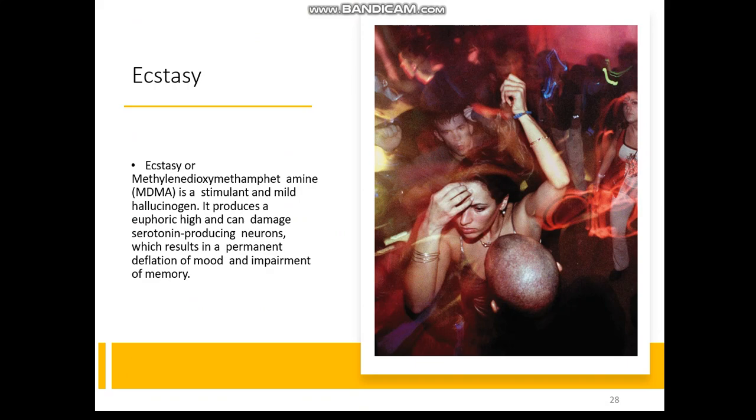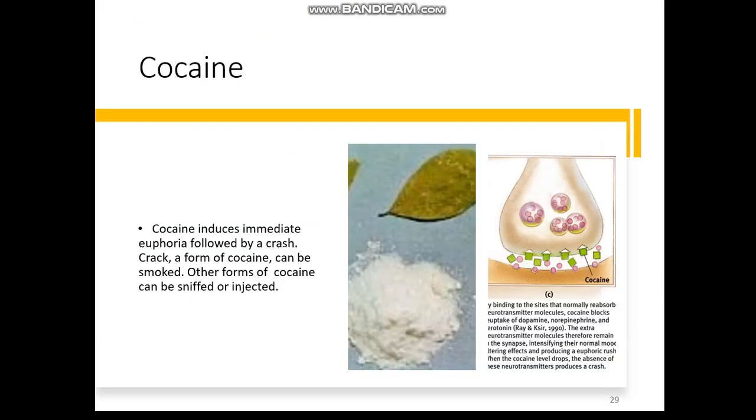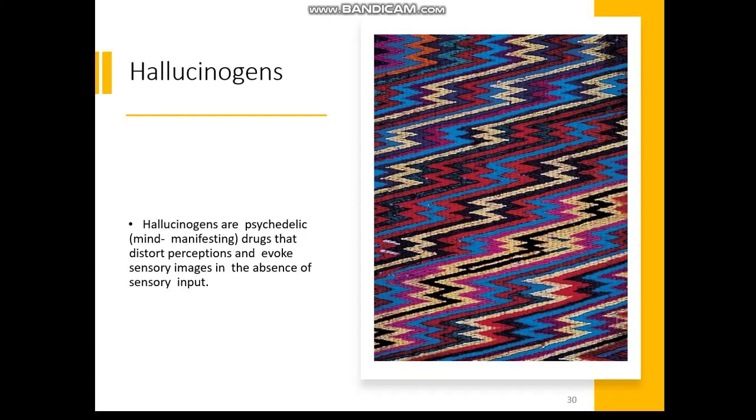MDMA is a stimulant and mild hallucinogen. It produces a euphoric high and can damage serotonin-producing neurons, which results in permanent deflation of mood and impairment of memory. Hallucinogens are psychedelic, mind-manifesting drugs that distort perceptions and evoke sensory images in the absence of sensory input.